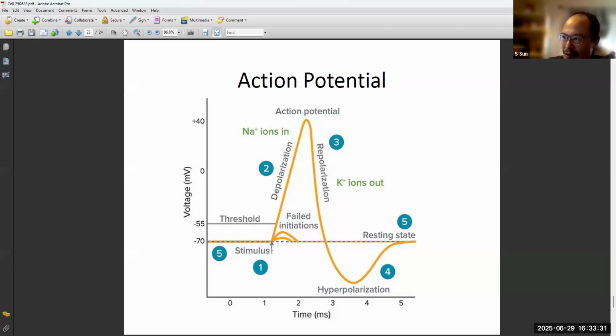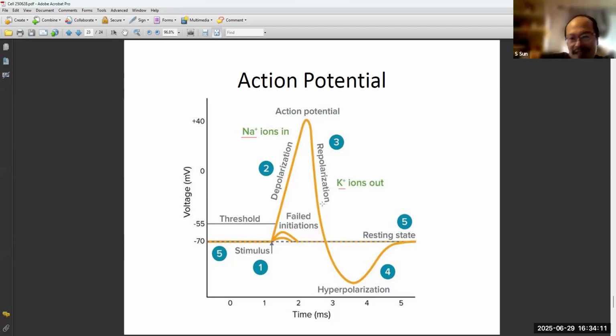Now, when you stimulate it, if it's a weak stimulus, it won't cause any change. It won't stimulate an action potential. But if it's strong enough to push it above the threshold, then you're gonna trigger a voltage-gated sodium channel. Sodium goes in, causing depolarization. Very quickly, it closes, followed by the voltage-gated potassium channel opening, allowing potassium to go out, and that drives the repolarization.